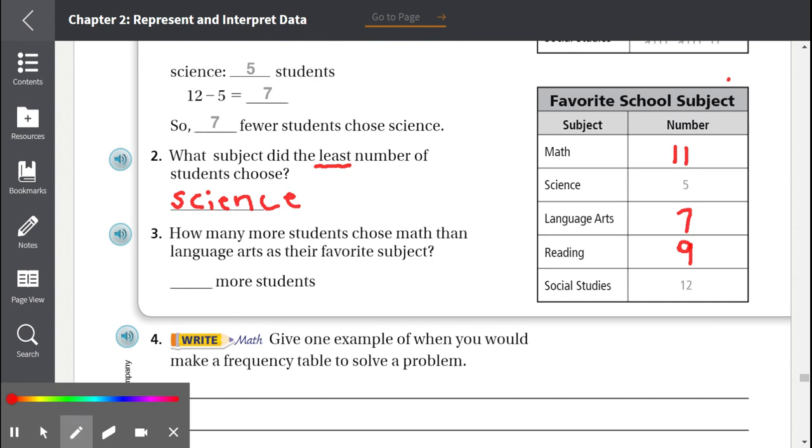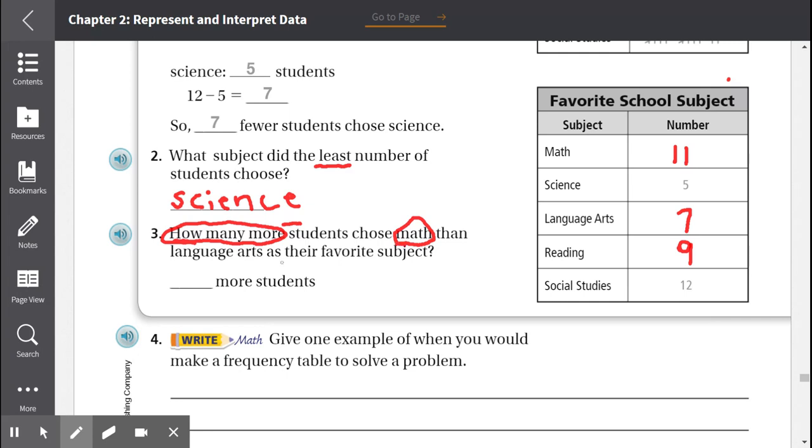Number 3, how many more students chose math than language arts as their favorite subject? So keywords, how many more? We know that means to subtract. So I'm going to put a subtraction sign next to it. And we're going to be comparing math, so I'm going to circle math and language arts.